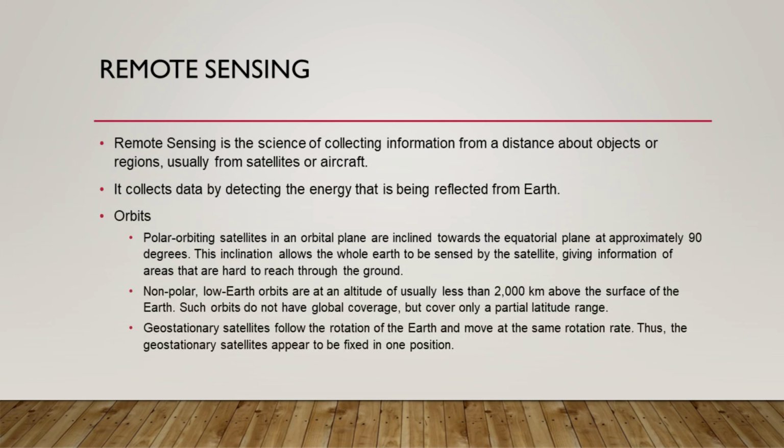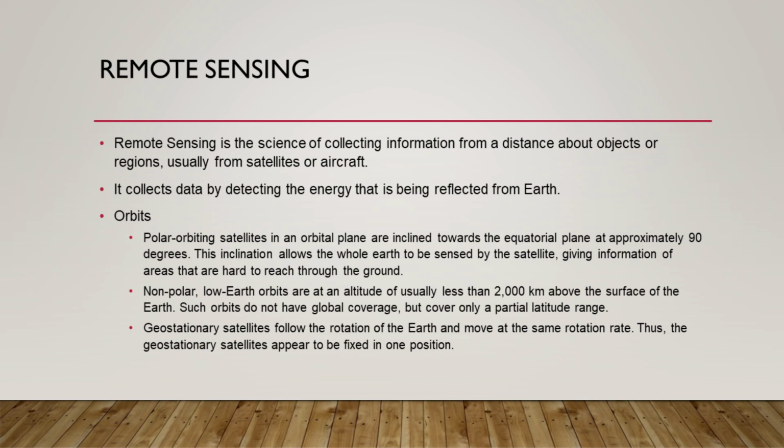Remote sensing. Remote sensing is the science of collecting information from a distance about objects or regions, usually from satellites or aircraft. It collects data by detecting the energy that is being reflected from Earth. And orbits. There are 3 types of orbits.